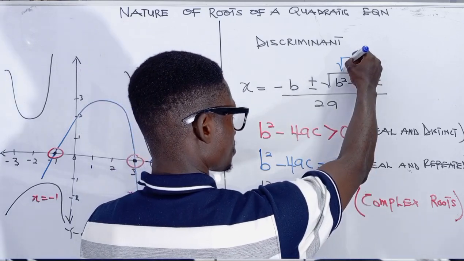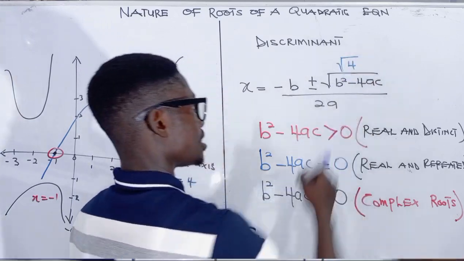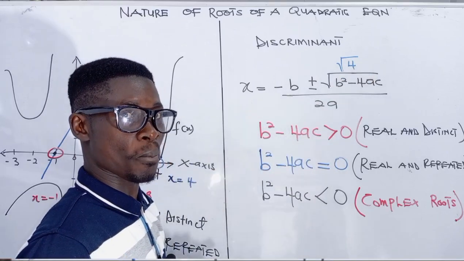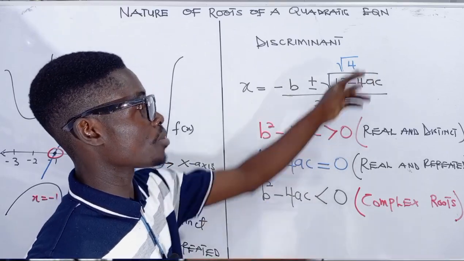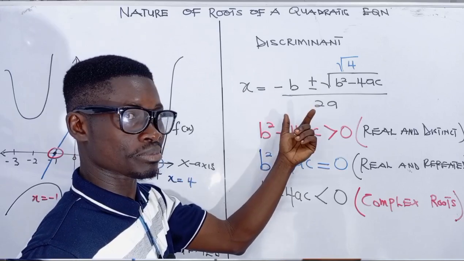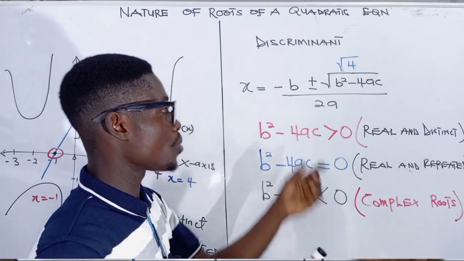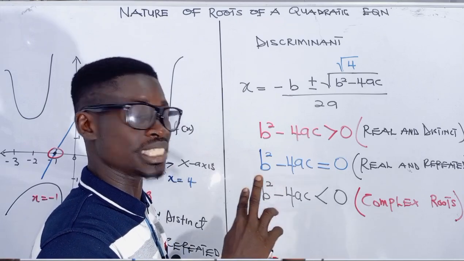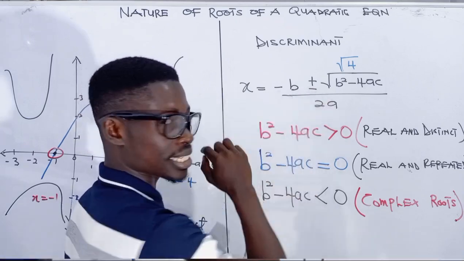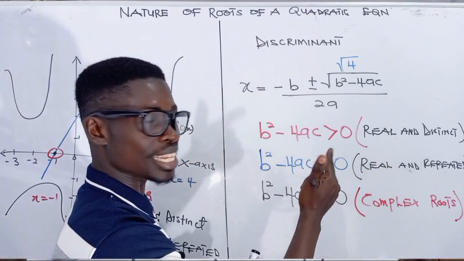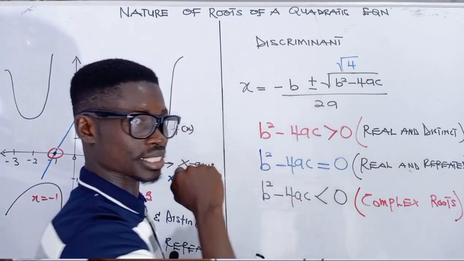So let's take it that the expression under the radical sign is giving us positive 4. Now the root of positive 4, we are going to get 2. These are all real numbers. When we add them, we are going to get a real number. When we subtract them, we are going to get real numbers. But they are going to be different because of the plus or minus. So we are going to get real numbers, but different numbers because of the plus or minus.